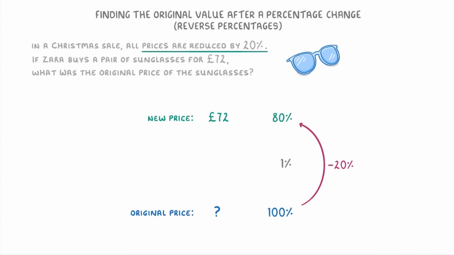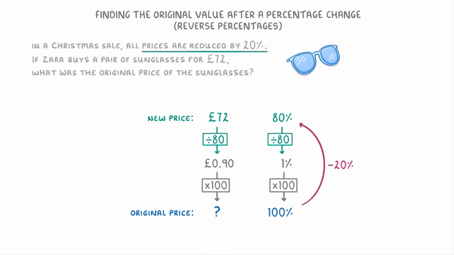And this means that to find 1%, we just have to divide £72 by 80 to get £0.9. And then to find the original price, we just multiply this 0.9 by 100 to get £90. So the sunglasses must have cost £90 before the sale.